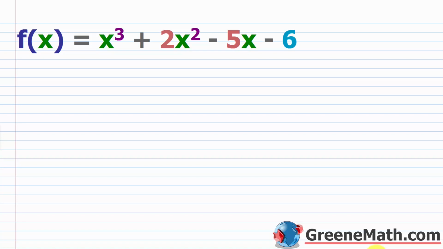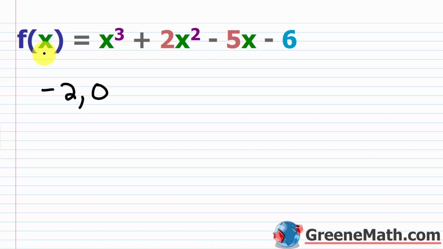So let's say we start with something like f of x equals x cubed plus 2x squared minus 5x minus 6. Now, I'm just going to tell you that there is going to be a 0 that occurs between -2 and 0. So between these two numbers, there will be a 0, meaning there's some value that I can plug in for x, and the result of the function, or the function's value, would be 0.